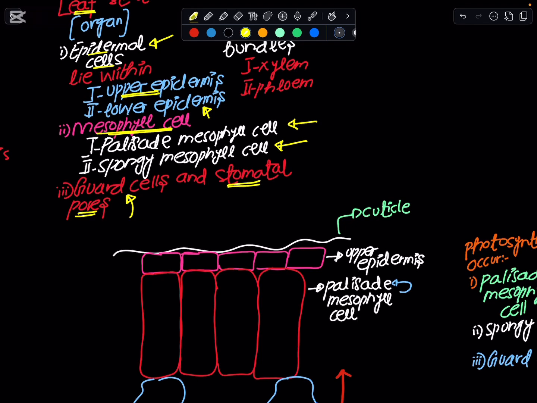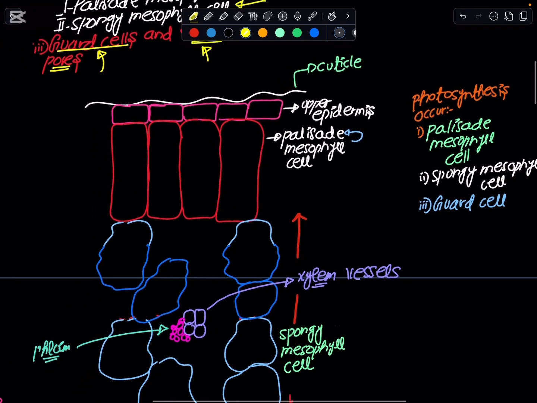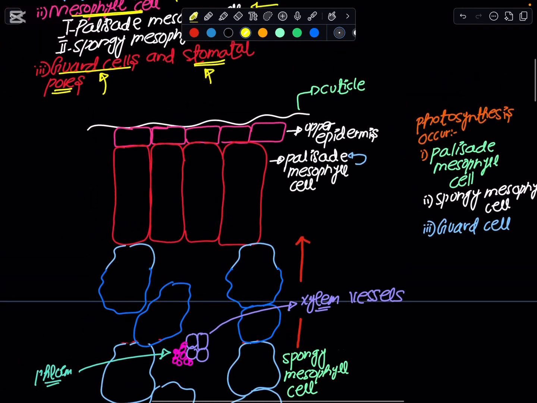Students confuse the guard cells with the stomatal pores, but the guard cell is a structure, and the space in between the structure that the guard cell is, those spaces are the stomatal pores. Now here again we have this handmade diagram that I've got for you.